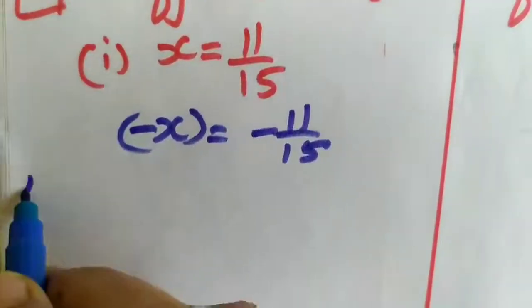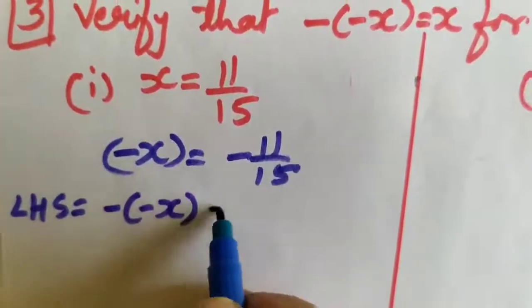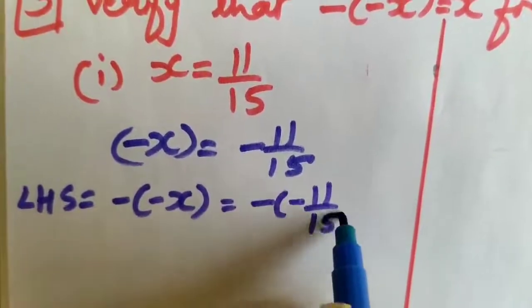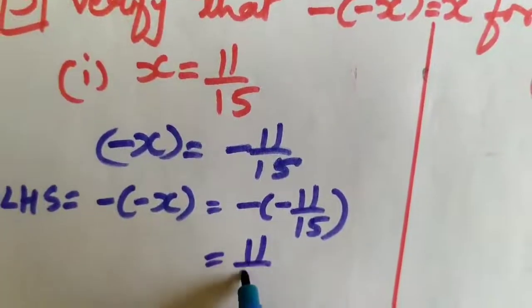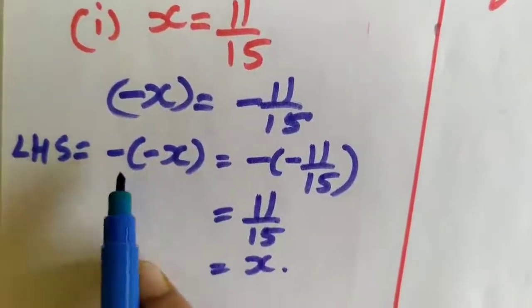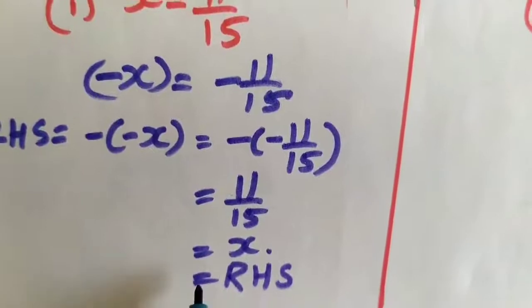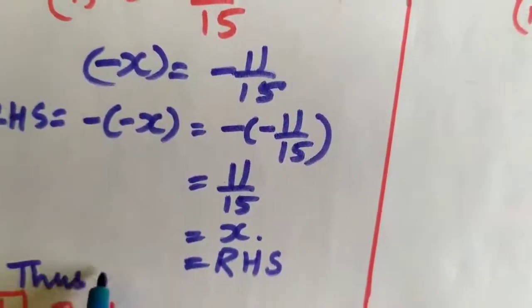So LHS is equal to minus of minus x. So equal to minus of minus x is this one. So minus of minus 11 upon 15 is equal to, minus minus becomes plus, equal to 11 upon 15 is equal to x. So we can say this is LHS equal to this is RHS. So when LHS is equal to RHS, so we have verified. Thus it is verified.